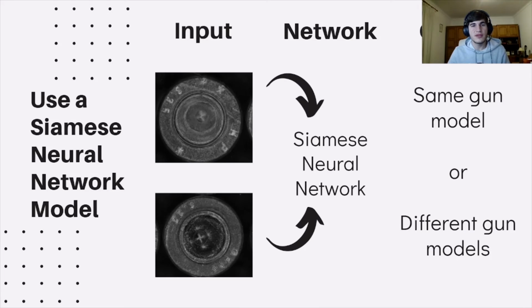We use the Siamese neural network because it's good for low amounts of data, because instead of classifying one single image, it's classifying pairs of images. So instead of saying what the class of an image is, it's saying whether or not a pair of images belong to the same gun model or different gun models. And this allows us to make many pairs from a reduced amount of data.